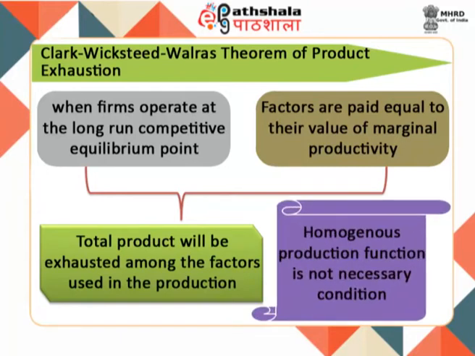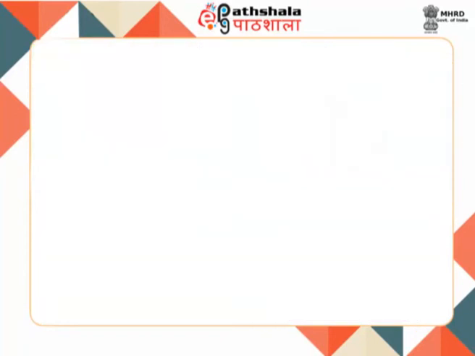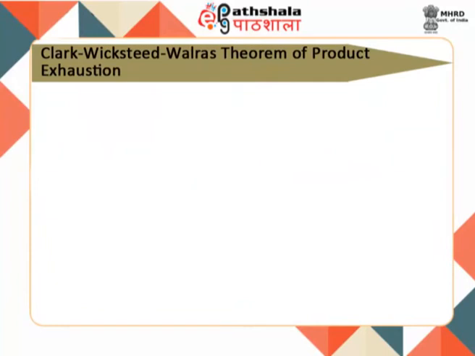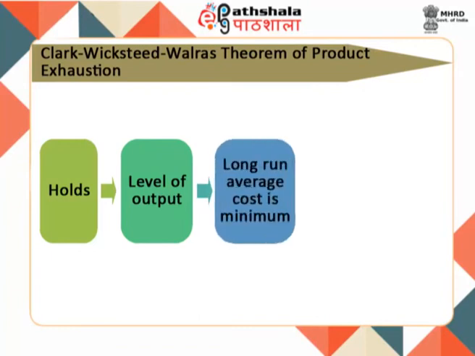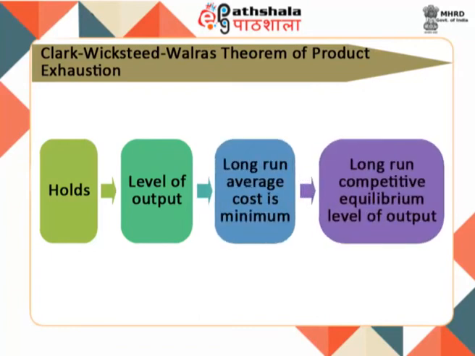Here, homogeneous production function is not a necessary condition for satisfying the product exhaustion relation. The Clark-Wicksteed-Walras proof of product exhaustion relation is not satisfied for all levels of output. It only holds for that level of output at which long-run average cost is minimum, that is, long-run competitive equilibrium level of output. Therefore, their product exhaustion relation is not an identity.